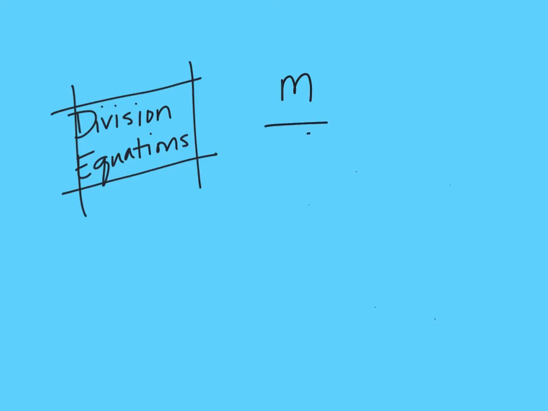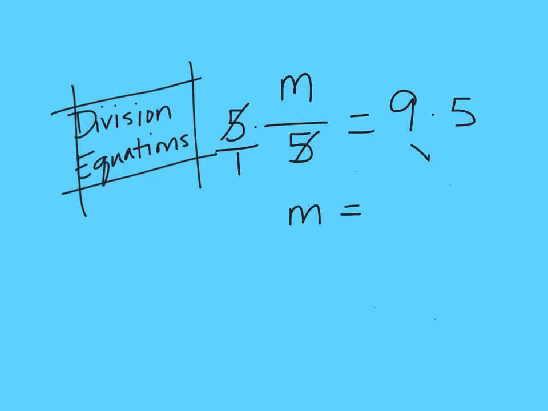Here's another problem. m divided by 5 is equal to 9. Again, using multiplication, we're going to multiply each side to balance out the equation by 5. The two 5's will cancel themselves out, and we'll just have m. m equals 9 times 5, which is 45. Putting it back into our equation, 45 divided by 5 equals 9.